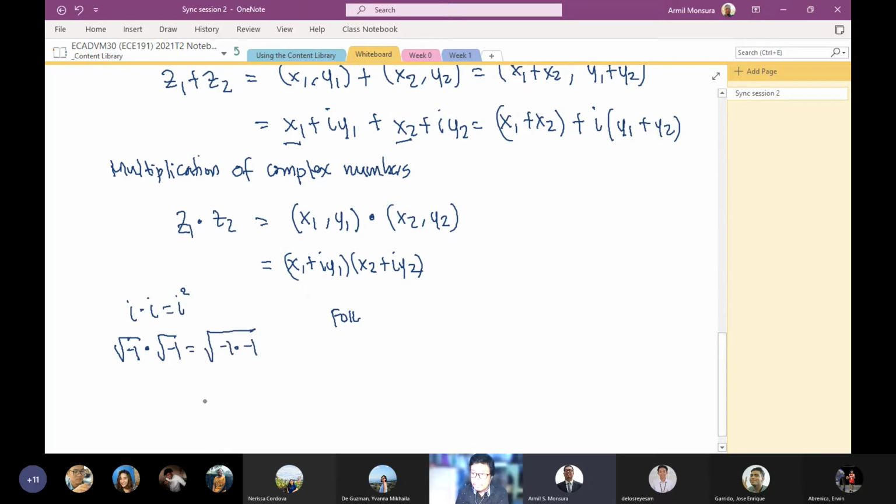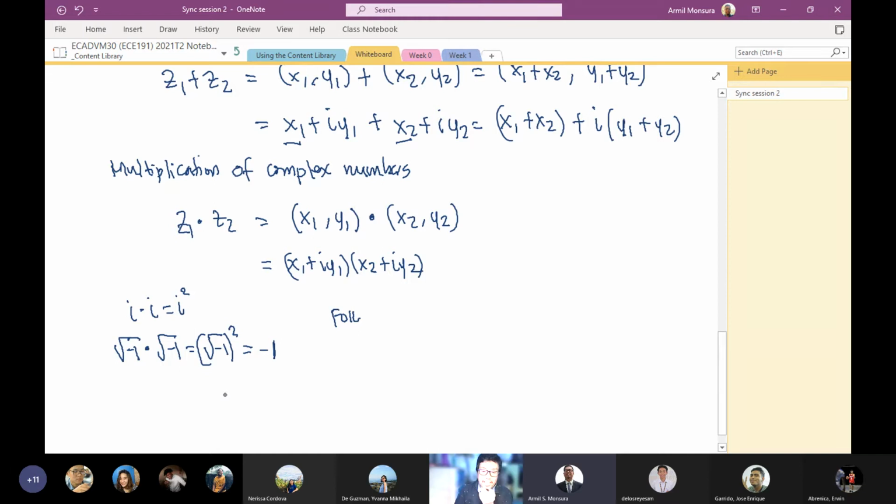Ay, hindi. Mali pala yan. Sorry. Mali yun, huwag yung gagawin yan. Which becomes square root of -1 squared, which should give us what? -1.